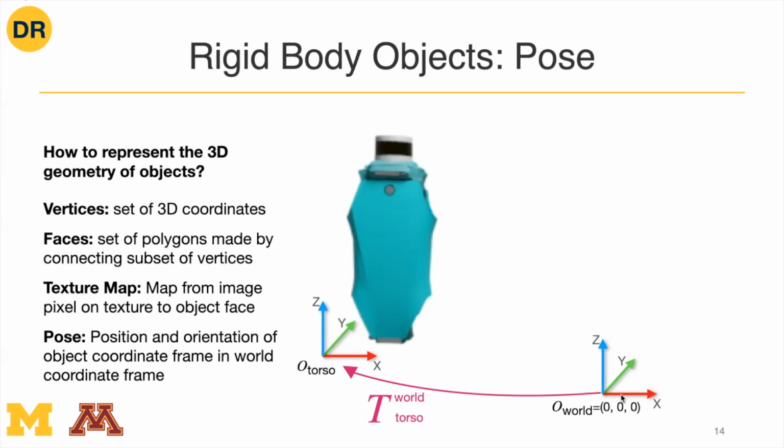And so if we want to then position our object geometry somewhere within this world coordinate frame, what we can do is define the positioning, the pose of this rigid body object, using a transformation from the world coordinate frame to the local coordinate frame of our object geometry definition. And so this transform, which would transform you from the local coordinate frame of the torso into the world coordinate frame, is how we actually describe the pose of our objects within space.